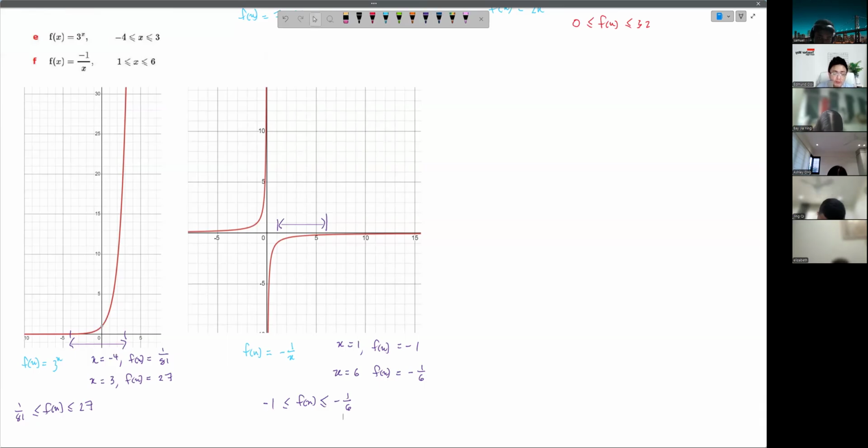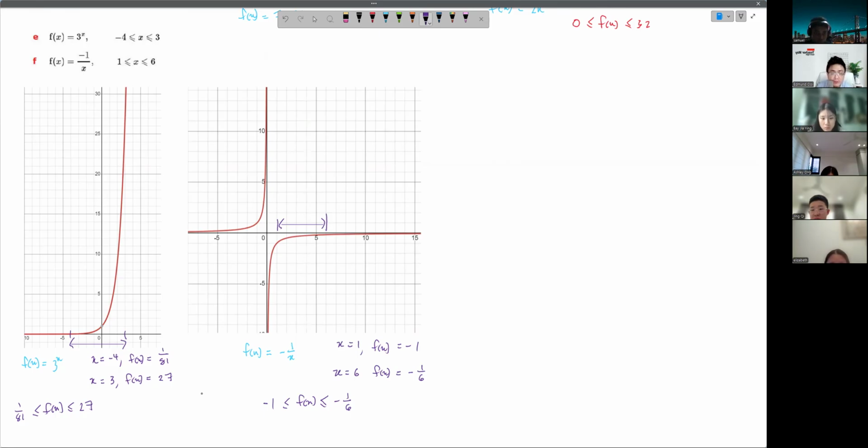Someone has a question on whether we substitute the smallest value as the lowest range and the biggest value as the highest range. What this person means is that here the range is -4 to 3, right? So I substitute x is -4, fx is 1 over 81. I substitute x is 3, fx is 27. So my range is between 1 over 81 and 27. This works for this question, but you cannot do this all the time.